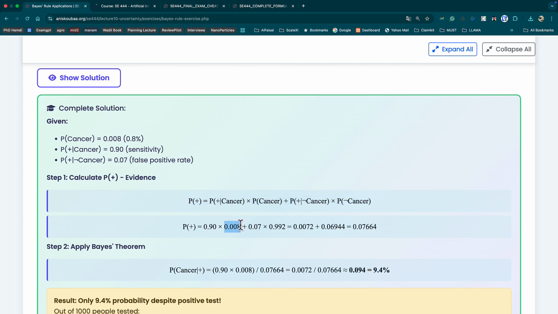P is 0.008, yes. But it says 80%. No, it's 0.8%. Okay. So pay attention to the numbers. You need to add 2 zeros. And plus 0.07 multiplied by 1 minus 0.008. And this gives this value.